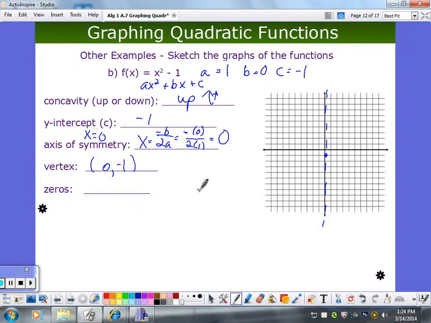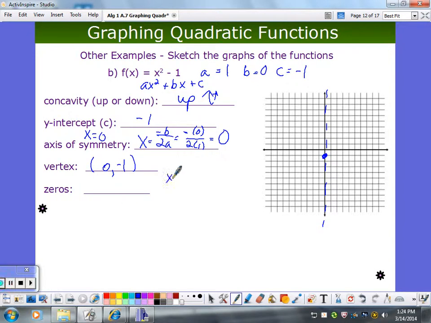Negative 1 with a negative 1. Alright, I already knew I had a point at 0, 1 because I knew my y-intercept. Plug in 0 for x, what do you get? Now this is concave up, right? How many zeros will I have? Just looking at it, 2, because it's going to cross twice on its way up.